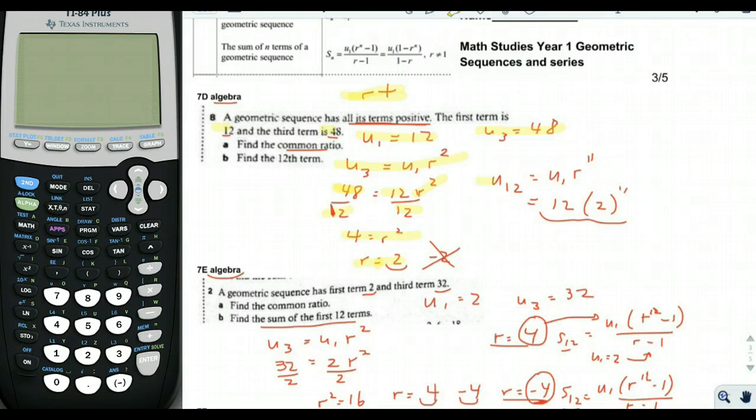Now we take another term formula, because they want us to find the 12th term. U12 equals U1 times R to the 11th. Why 11th? Because it's n minus 1, and n here is 12. U1 is 12, and R is 2. We found that R was 2 right here. And the exponent is the 11th. So you just put this in the calculator: 12 times 2 to the 11th. Make sure you use parentheses here.